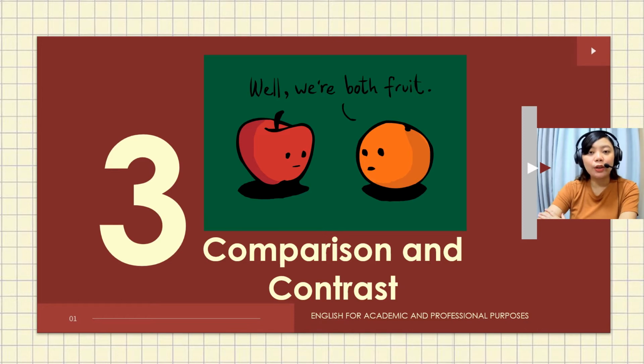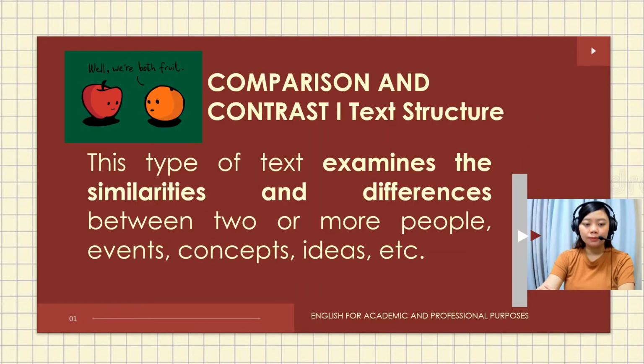Let's now proceed with the third text type, which is comparison and contrast. Again, the difference between these two words is when we compare, we find the similarities of both texts or both ideas, and when we contrast, we find the differences. This type of text examines the similarities and differences between two or more people, events, concepts, ideas, and others.